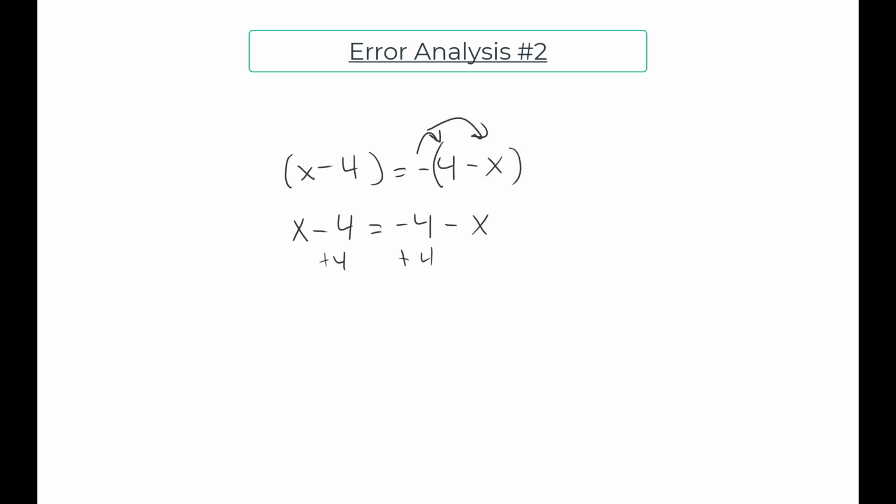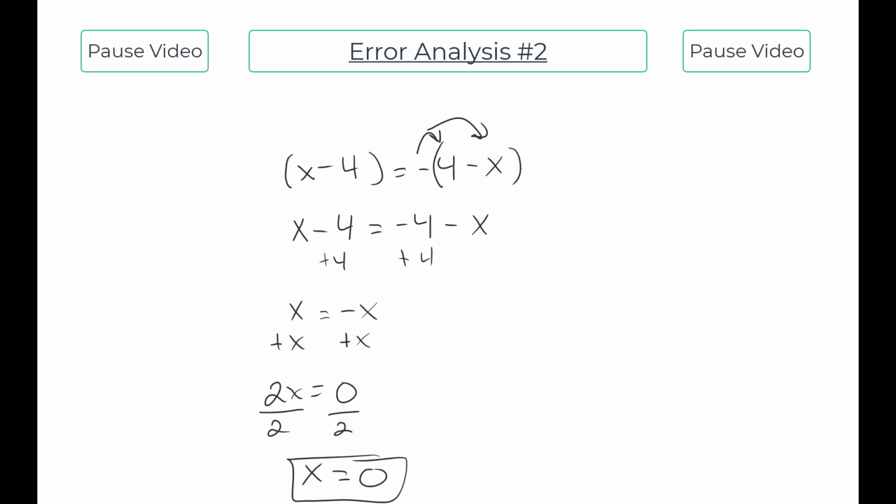And for our last error analysis, I have x minus 4 is equal to negative times 4 minus x. We're going to start by using the distributive property, and I get x minus 4 is equal to a negative 4 minus x. I'm then going to add 4 to both sides, and I get x is equal to negative x. I'm then going to add x to both sides, and I get 2x is equal to 0. Divide by 2 on both sides, and I get x is equal to 0. That is my solution. Where did I go wrong?